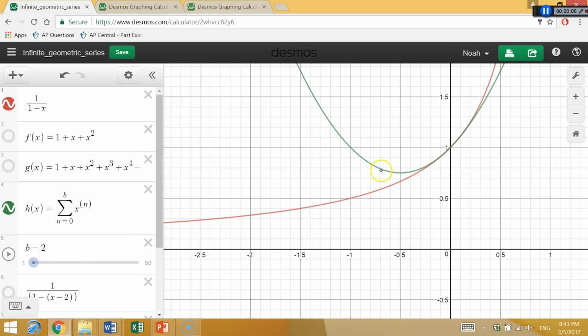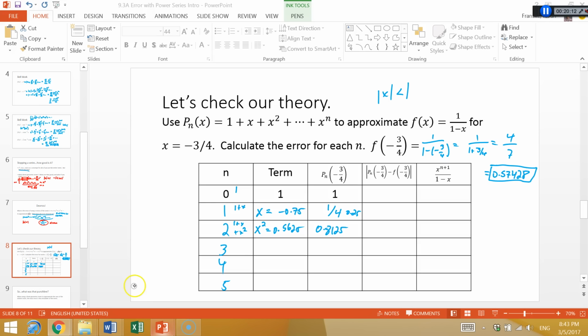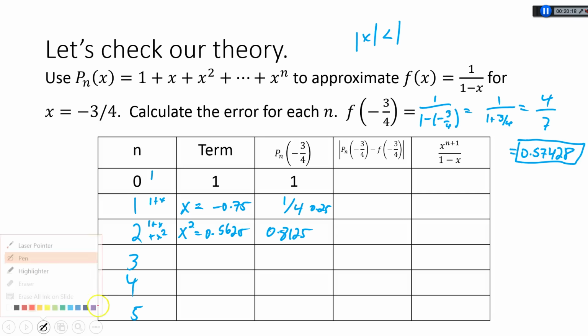So at this point, we're at 0.8 right up here. Okay, so our value is too high. Now if we go to 3, our value should be too low. Okay, I'm just going to go back to my table here. So if I go to 3, so now I'm going to have 1 plus x plus x squared plus x cubed. And our x cubed term is going to be a negative value. And that value is negative 0.4218. And if we subtract that off, right now we're at a polynomial value of 0.3906.